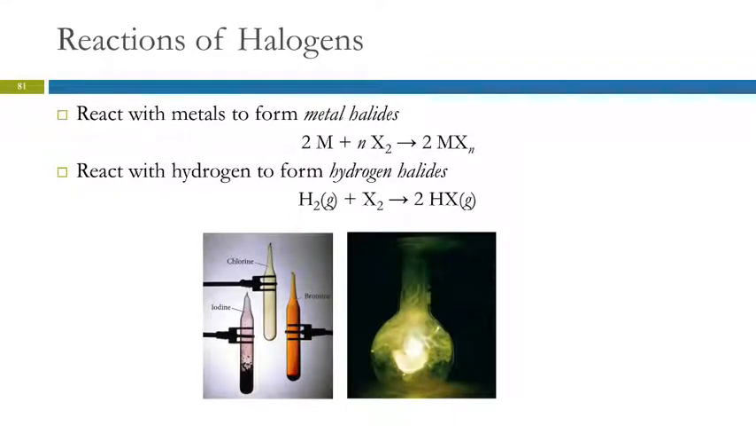The reactions of halogens. They're going to react with metals to form metal halides. Now, if this is a metal with a predictable charge, we can predict the formula. If it's a transition metal, not as easy to predict. They will react with hydrogen to form hydrogen halides. So these are in the gas state. If this was in water, this would be an acid. So hydrogen chloride, hydrogen bromide, etc. I believe that this is a picture of the reaction of sodium with chlorine. Forms sodium chloride.